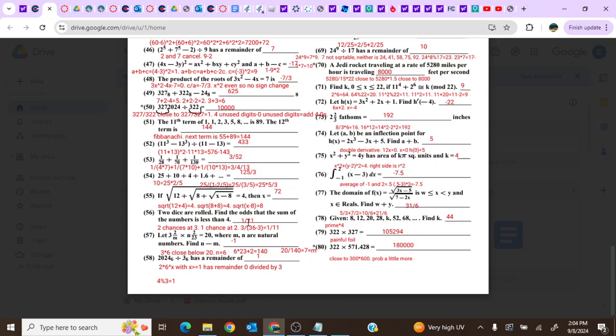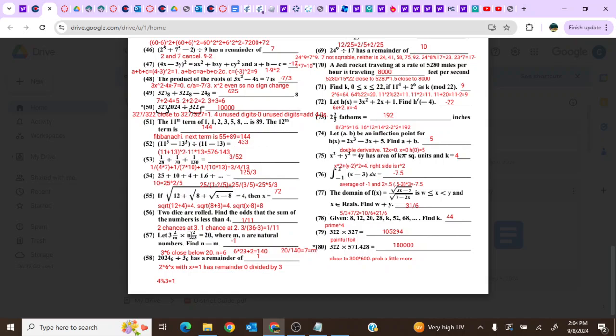57. Let 3 and 2 over m times n and 2 over 23 is equal to 20. M and n are natural numbers. Find n minus m. Well, as you can see, 3 times around 6 will get you that 20 you're looking for when you're adding a few extra stuff. So now you have this number here, 6.